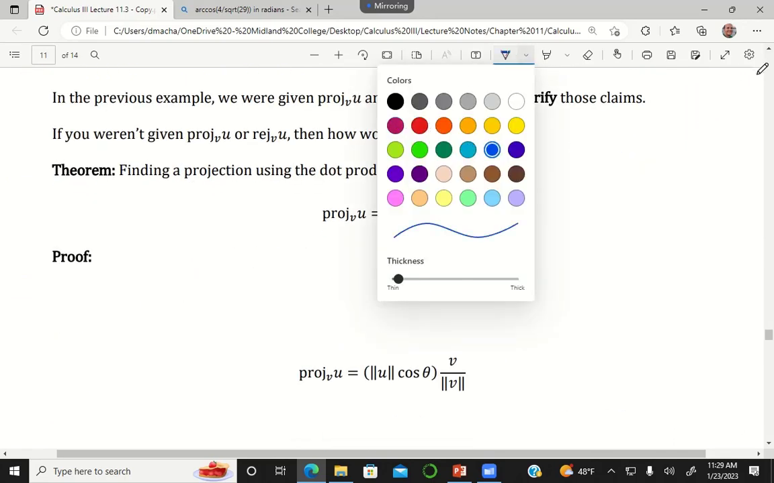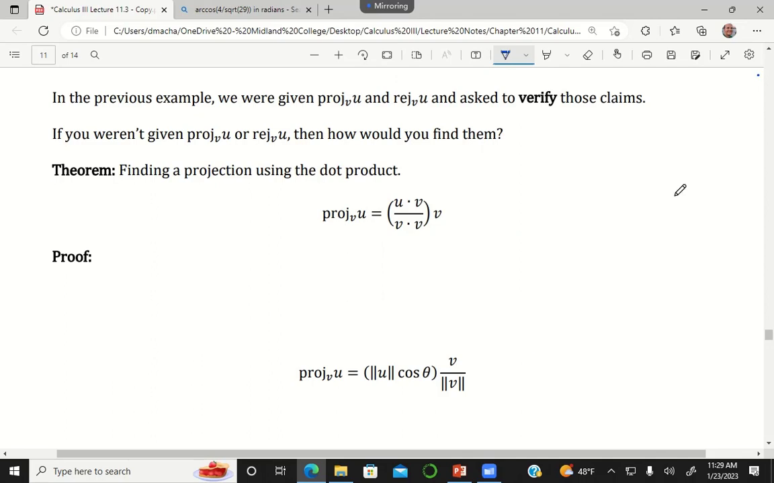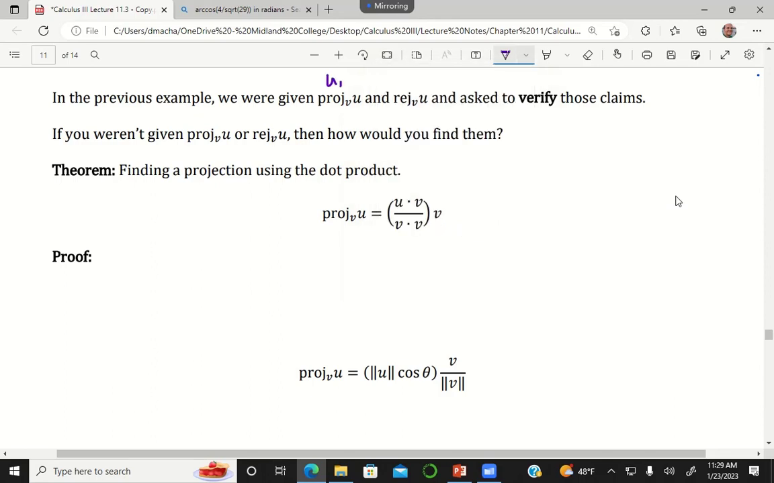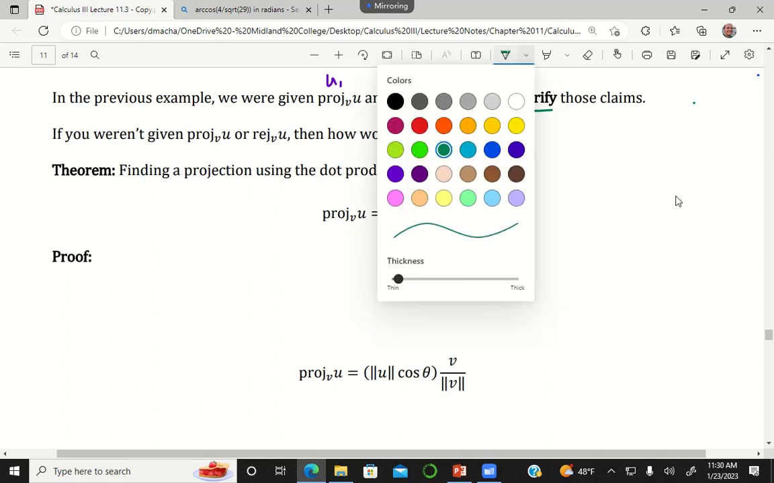Now, in that example, we were actually, like I said, given the projection of U onto V and the rejection of U from V, and we were asked to verify that those were true. That's what we did. But if you were not given the projection and you weren't given the rejection, then how would you find them? That's going to be the next thing. This is going to be another formula that you really, really have to memorize.